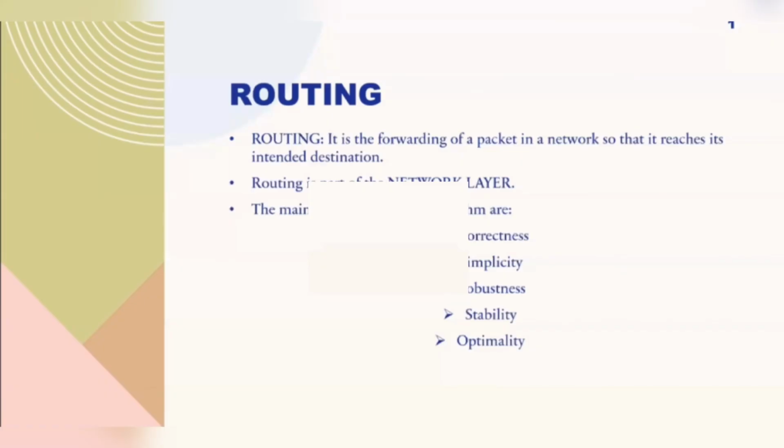Routing algorithms. What is routing? Routing is the forwarding of a packet in a network so that it reaches its intended destination. It is the responsibility of the network layer, which is the third layer in the OSI model.